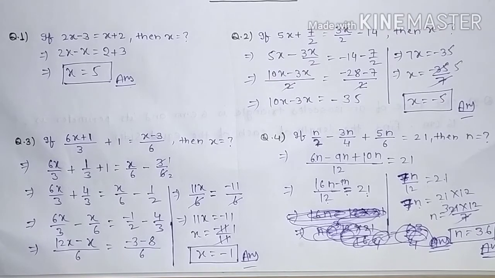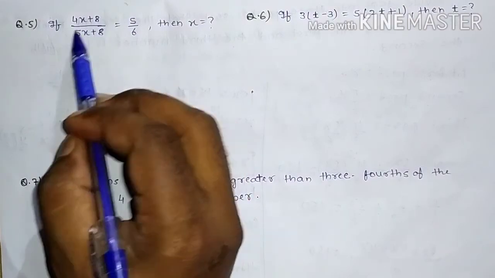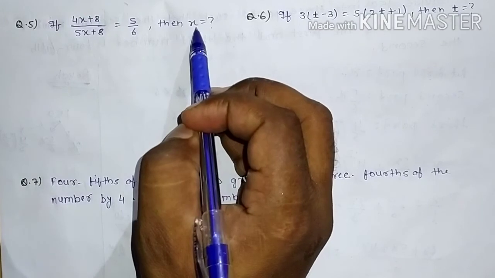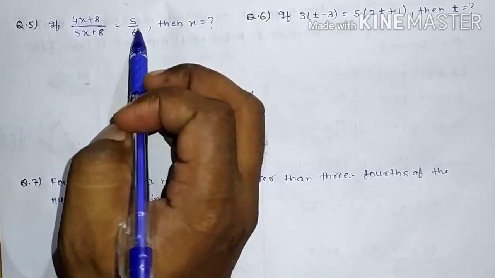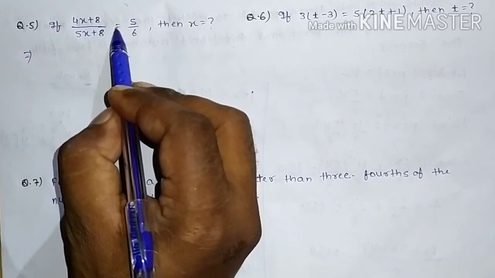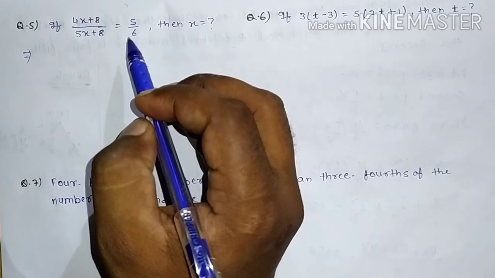Now next question. Question number 5. If (4x plus 8) divided by (5x plus 8) equals 5 by 6, then find the value of x. Now this equation is given. So simply what we have to do, this equal sign is present in between the LHS part and RHS part. So just do cross multiplication.